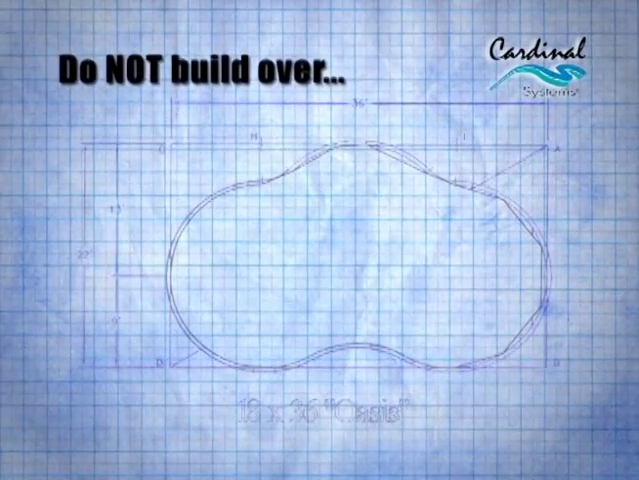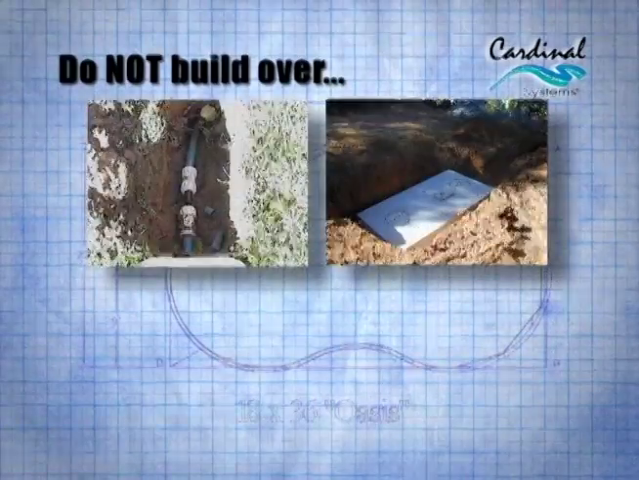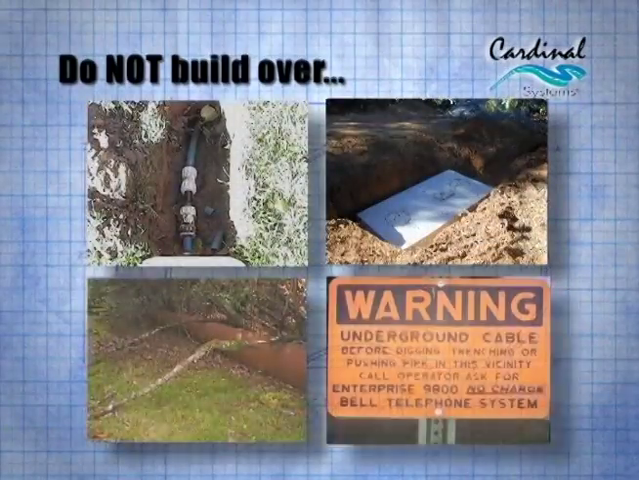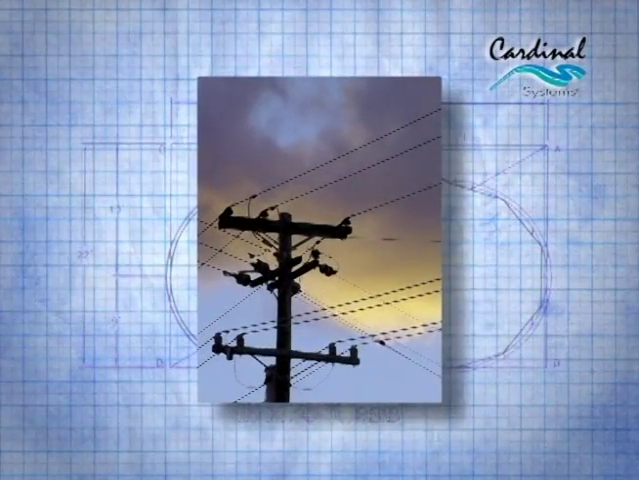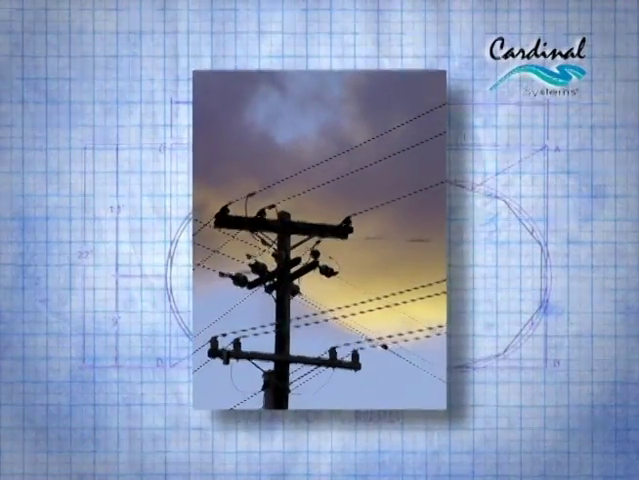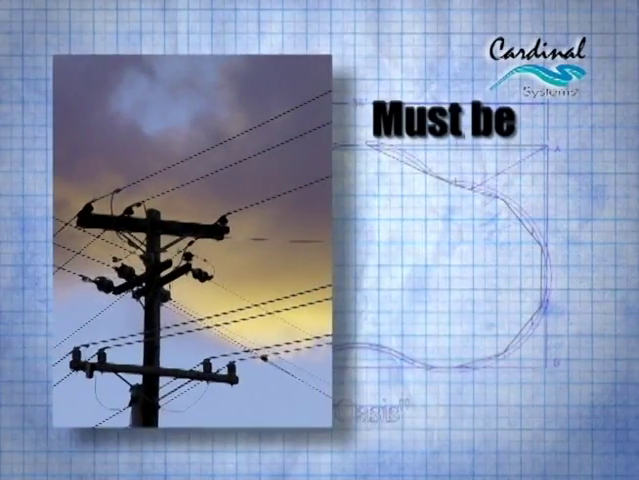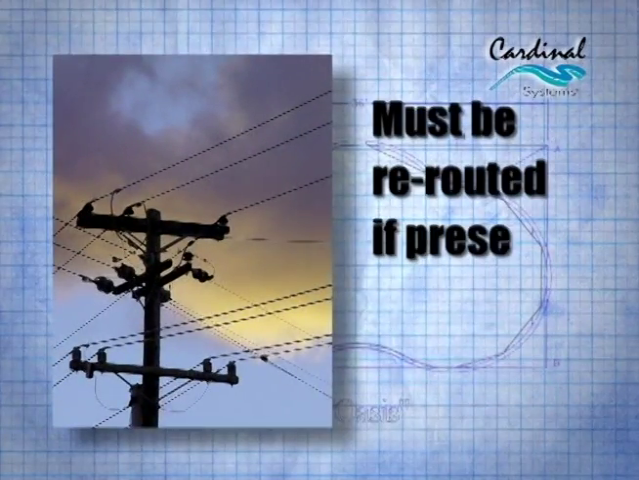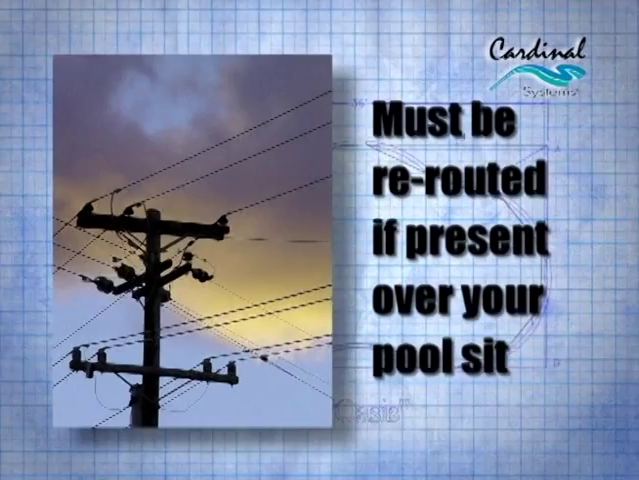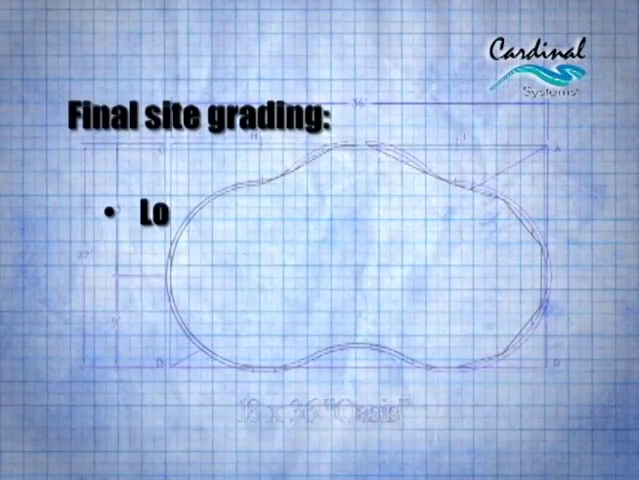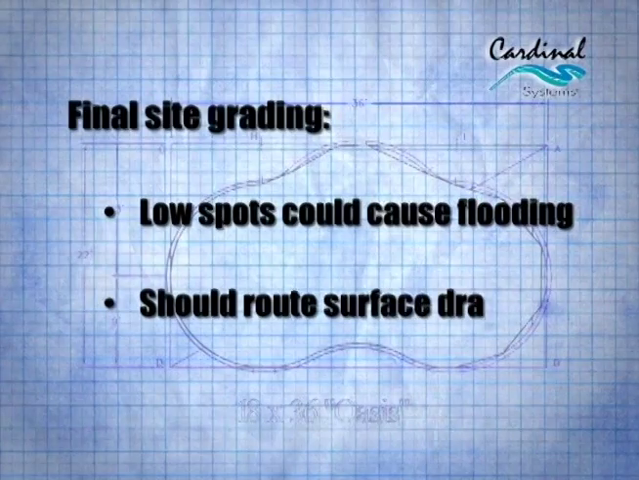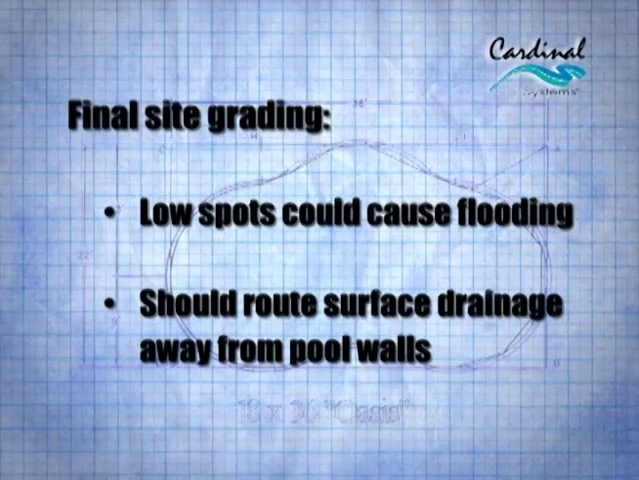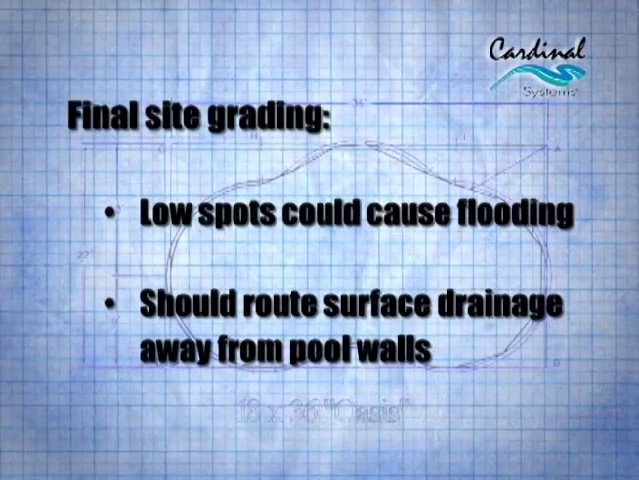Swimming pools must not be built over sewer lines, septic systems, buried pipes, or wiring of any kind. In addition, no power lines can be present directly overhead or immediately adjacent. These lines will need to be rerouted if they are present over your only available pool location. Low spots in the yard are also detrimental locations as they could flood during certain seasons. Final pool grading should route surface drainage away from the pool walls.